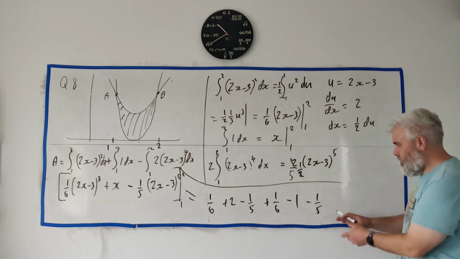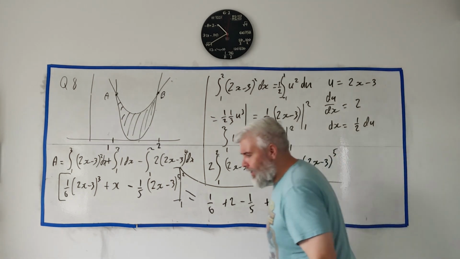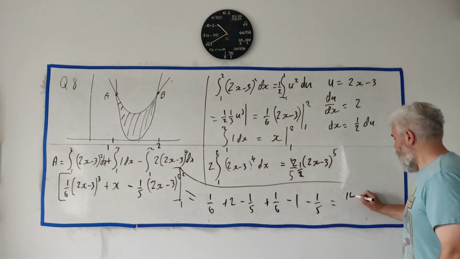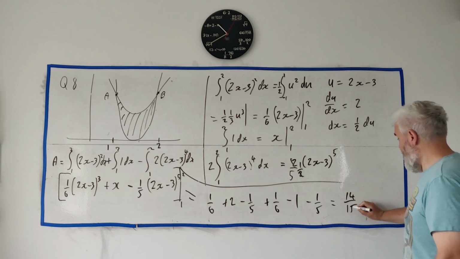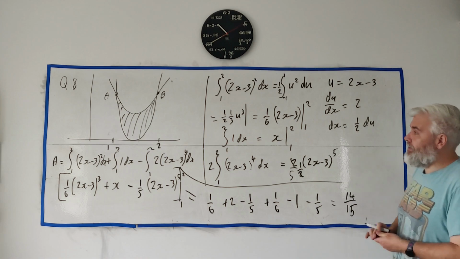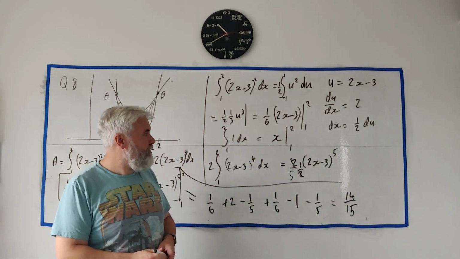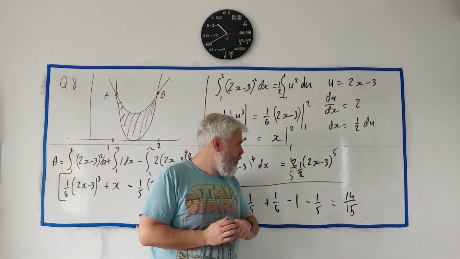And that's it. We just put these in your calculator. You don't have to do them yourself. We get 14 over 15. You can do that by hand if you want, but just throw all them in a calculator. And that's the answer. That's the exact area between these two curves. 14 divided by 15.